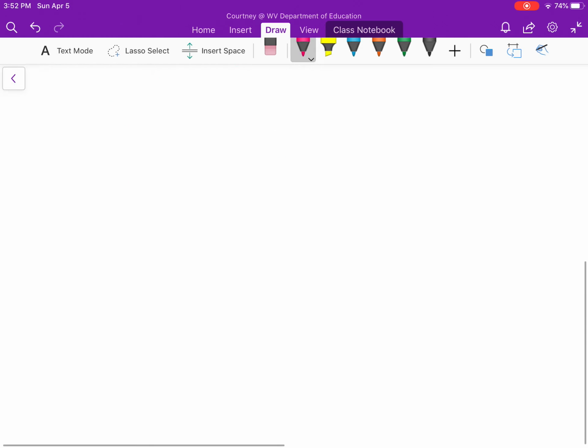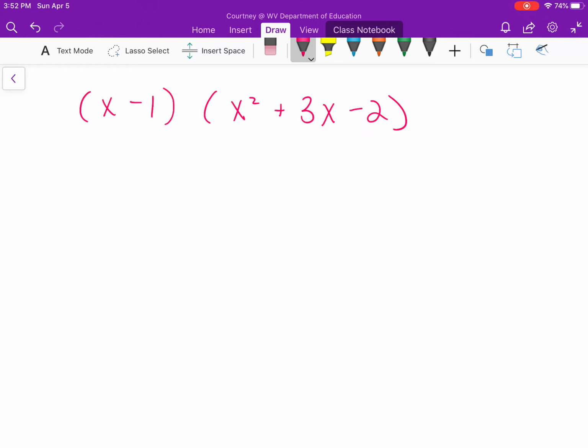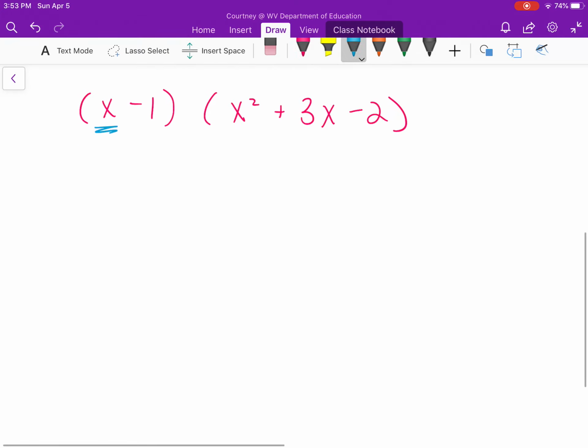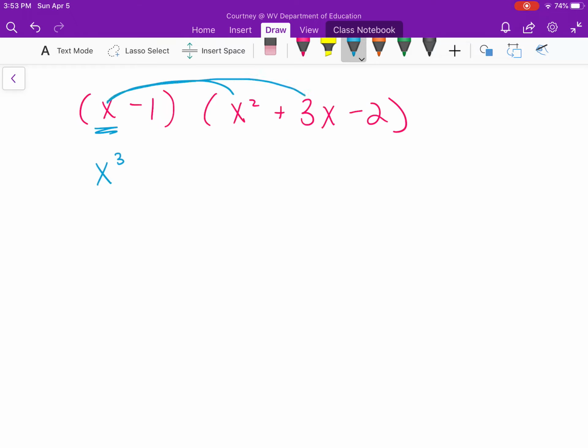If we have something a little bit harder, like maybe x minus 1 times x squared plus 3x minus 2, we do the same thing. First we'll take the blue, and this one will be blue. Let's take it first here. X times x squared is x to the third power. Then we'll take it to the middle one, which is 3x, so we'd have 3x squared. Then we take it to the 2 to be negative 2x.